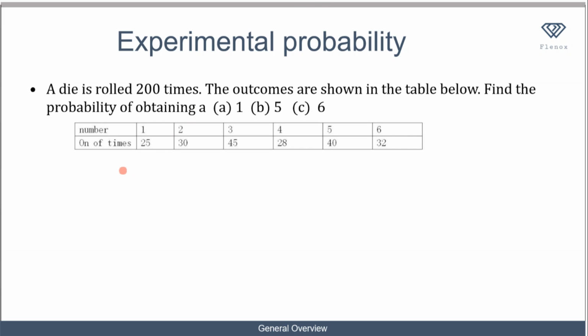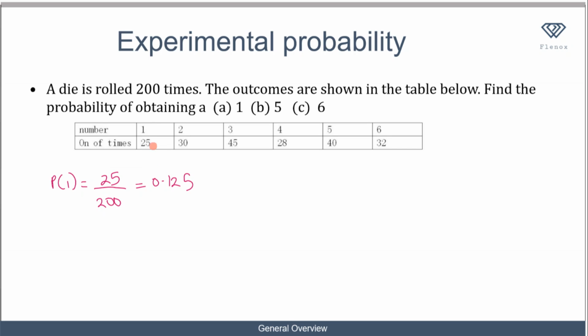Using the same logic, the probability of 1 showing up is equal to the frequency of 1, which is given to be 25, divided by the total number of times the experiment was conducted, which is 200. And that is equal to what?